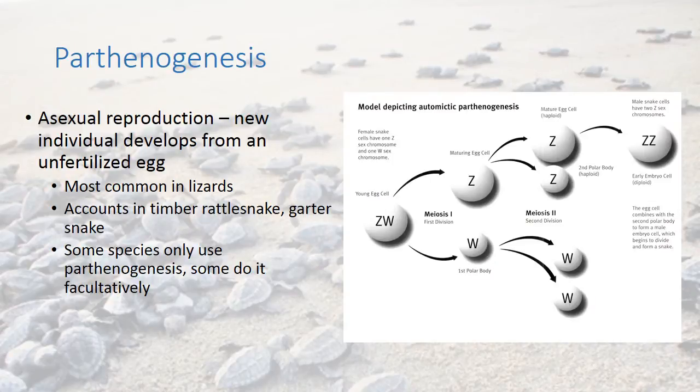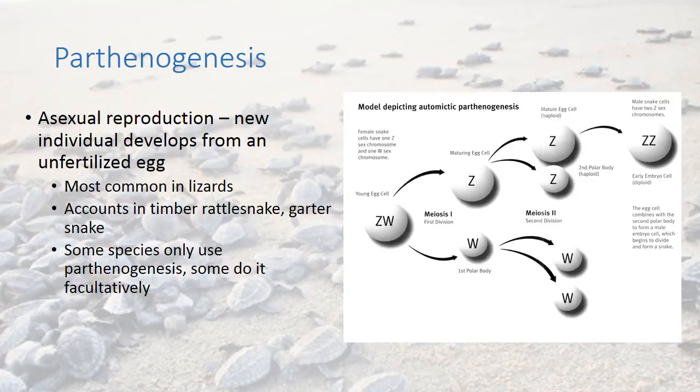There are some snakes that do parthenogenesis, which is a type of asexual reproduction. It's when an individual develops from an unfertilized egg. And so there's no male involved. There are some species that only have females in the whole species, and they're able to reproduce by parthenogenesis. And that's most common in lizards.